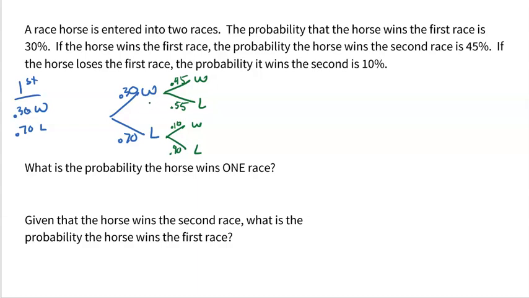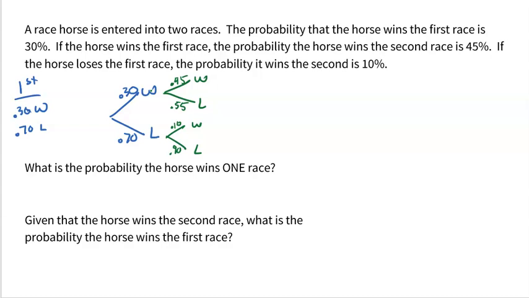So if the horse wins the first race, 30% chance, but now he's feeling good. He's feeling pumped. I won that race. So now on the second race, he's actually a little bit more likely to win at 45%. But if you lose the first race, like a human, you're upset. That horse got a long face. He's sad. And now he's bummed. He's so upset that he's much less likely to win that second race. His winning probability drops to 10%.